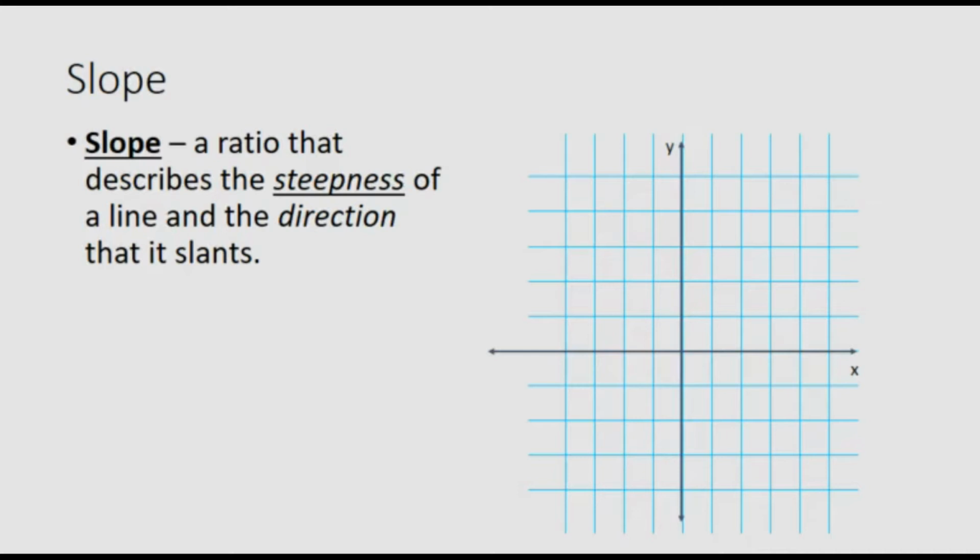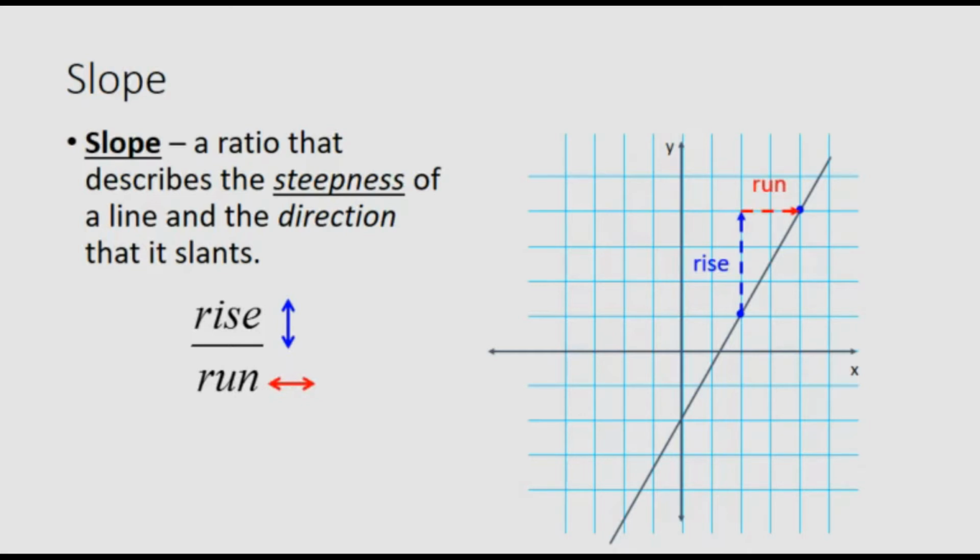Slope is another kind of ratio that describes the steepness of a line and the direction that it slants. Slope can be defined as the ratio of rise per run, and here we have a line graphed, 2 points, where the rise is the change in the vertical direction and the run is the change in the horizontal direction. In this example, we have a rise of 3 units per run of 2 units, which gives us a rise over run of 3/2, or a slope of 3/2.